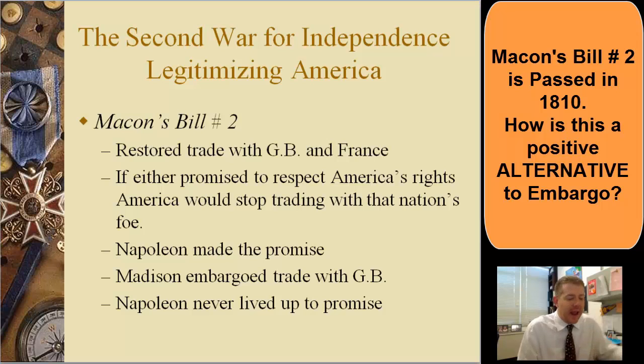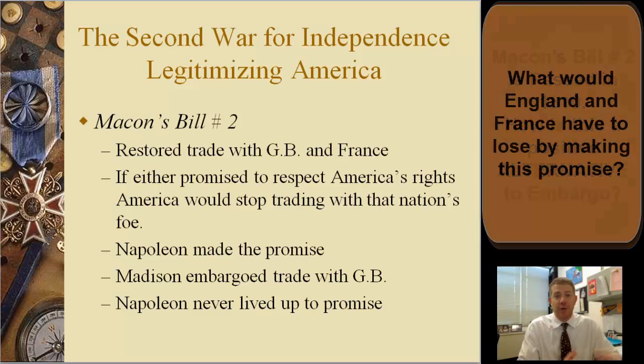What you might have in that first question there might have something to do with Macon's Bill number 2, as it was a part of the text. But I just want to summarize Macon's Bill number 2. It was an offer to England and France. In the aftermath of the Embargo Act, which was hurting the American economy, the government's compromise was to pass a law which said, England and France, we are willing to open up trade with you again. If either one of you promises to respect our rights and not continue impressing us, we will trade with you and not with your enemy.